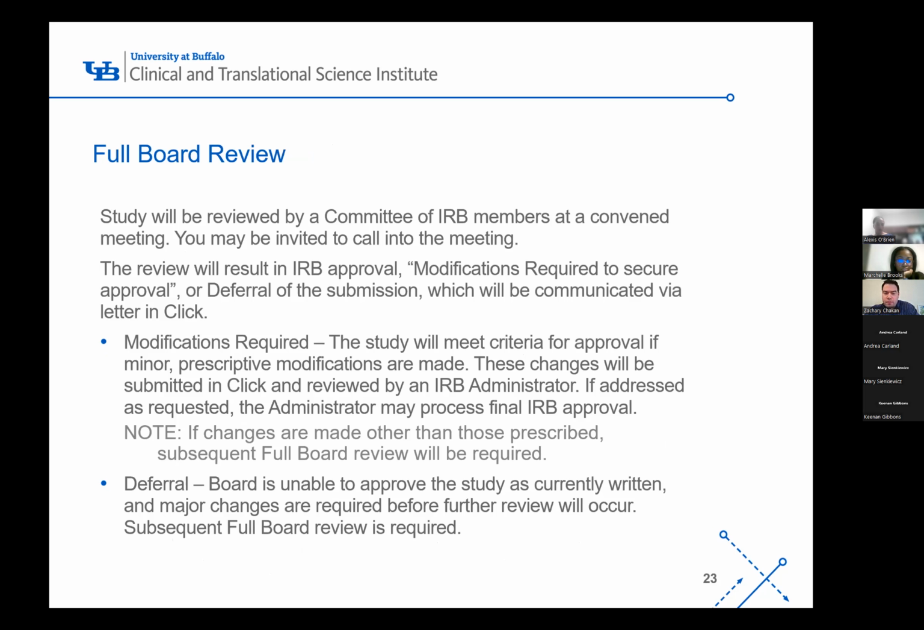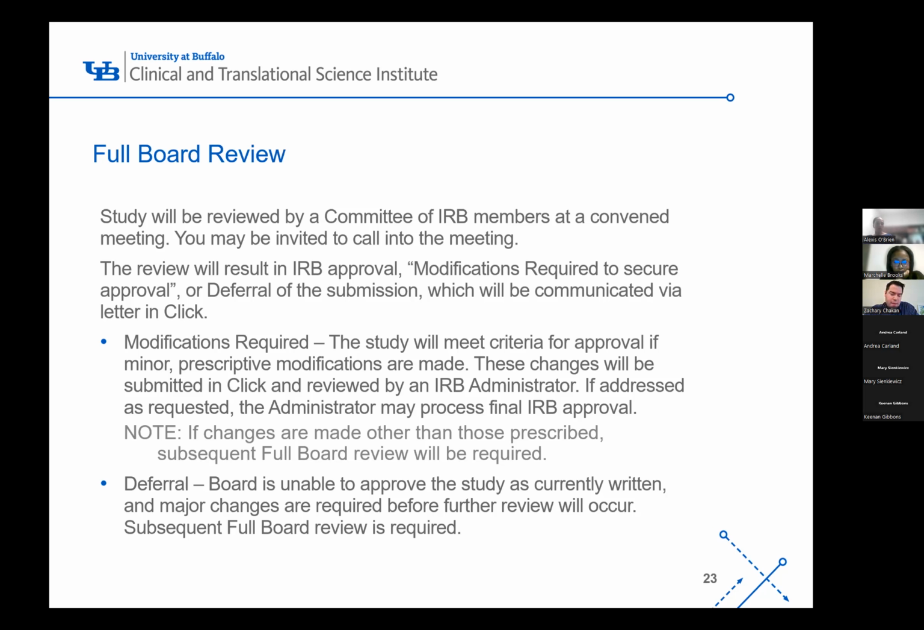So during the full board review process, your study will be reviewed by a committee of IRB members at a convened meeting. Especially for new studies, you may be invited to call into the meeting if you're the principal investigator or a study coordinator. Sometimes they'll ask you to provide your phone number so that in case the board has a question that they feel could be very easily and quickly answered during the course of the meeting, they may contact you in order to potentially prevent a study from being deferred, or to have what's called a modifications required.